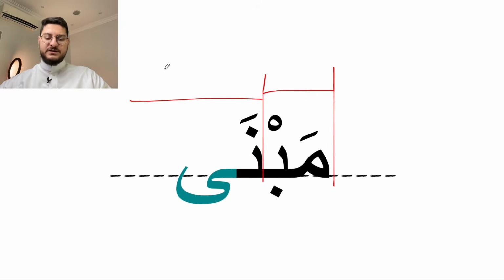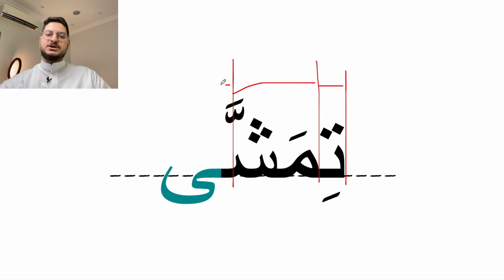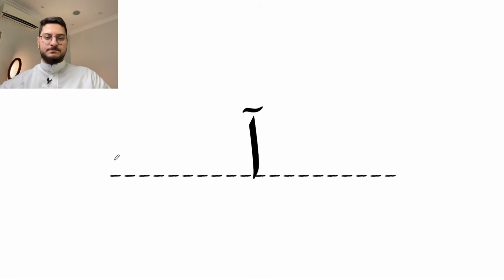And it only appears at the end of words. Mabna is a building. Next one, let's look at this one and split it into syllables. So the first syllable is T, and then mash, and then sha. Tamasha. And tamasha means to take a walk. And again, notice this is just treated as a regular long vowel.